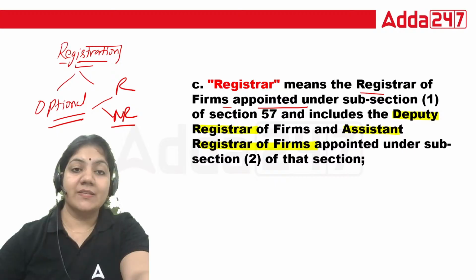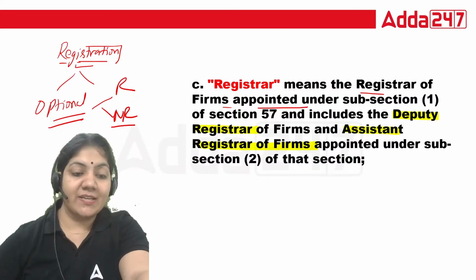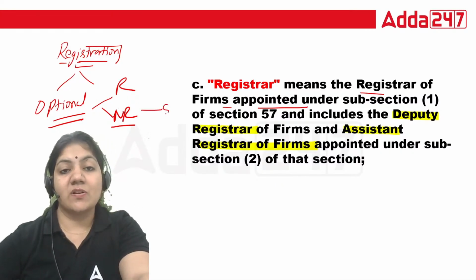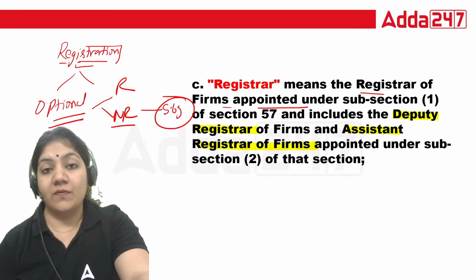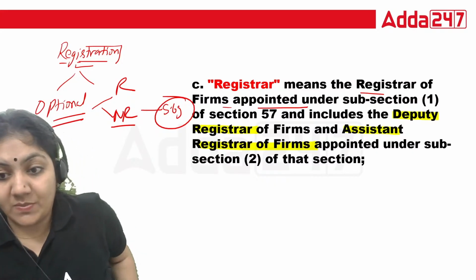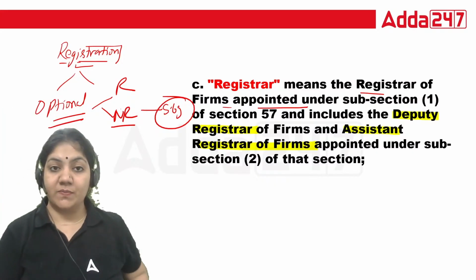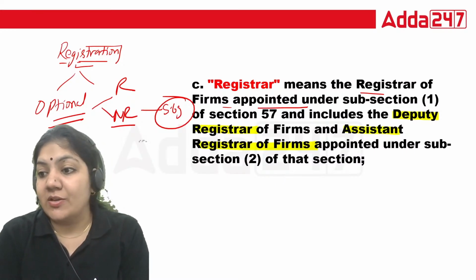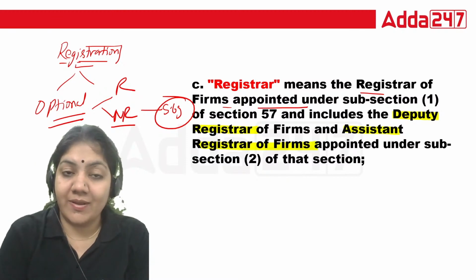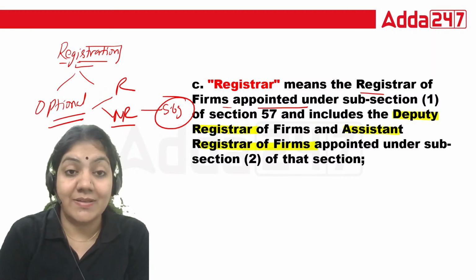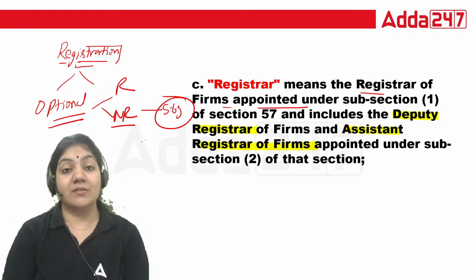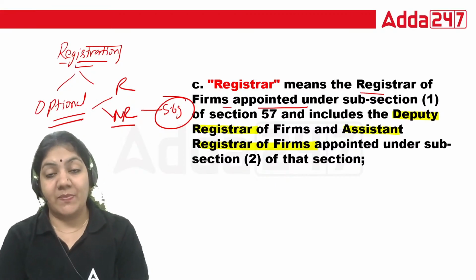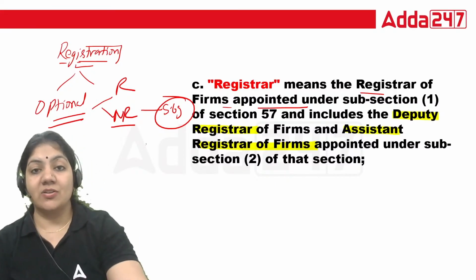In this, Section 69 is very important, which talks about the effect of non-registration of the partnership. In a non-registered partnership, the partners cannot file a case against the firm or against the other partners, and the partners cannot file against a third party. That is the basic game. So this is the definition of registrar.